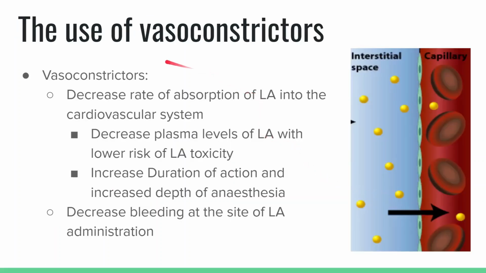So let's talk about the use of vasoconstrictors and why they're important in influencing the duration of action. So vasoconstrictors, what do they do? They cause the constriction of the capillaries and all the blood vessels in the area that you're anesthetizing. Okay? This vasoconstriction, what is it going to do? It's going to reduce the blood flow to that area.